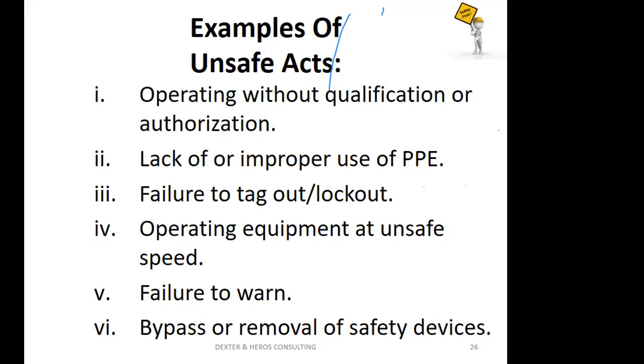So what do we do? When you put off that control, there needs to be a tag out or lockout so that nobody has access to it until that work is done. Failure to tag out or lock out is an unsafe act. When you operate equipment at an unsafe speed, that's an unsafe act. Failure to place a warning of danger is an unsafe act. With my own very eyes, I have seen people die in Abuja because there was no warning sign on the road.